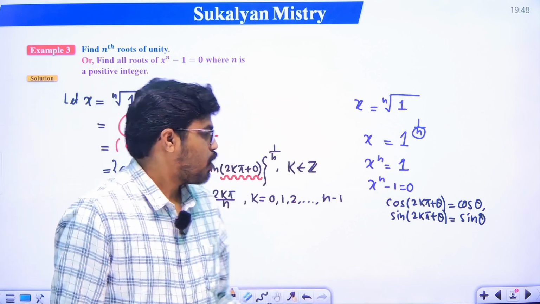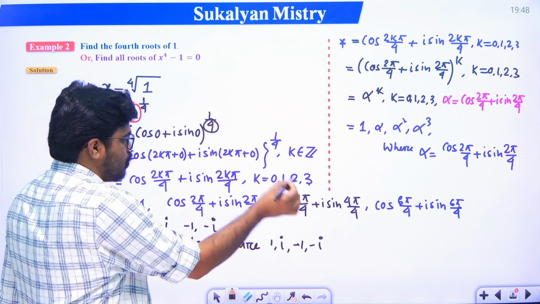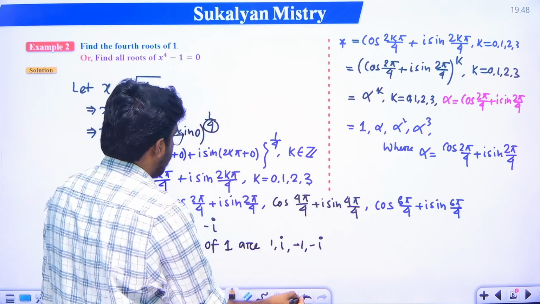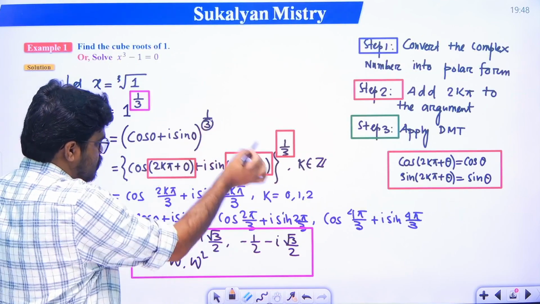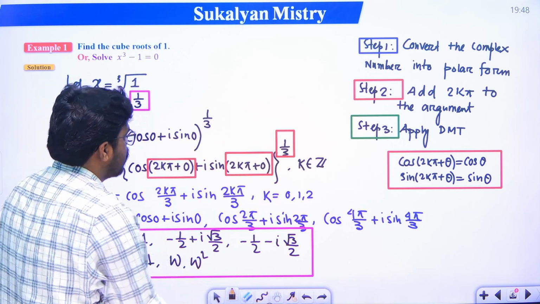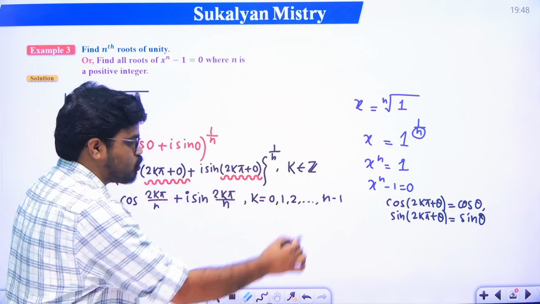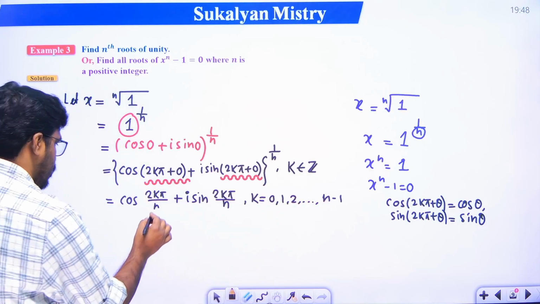Just see, when it was 1 by 4, k was 0, 1, 2, 3, right? Look at 1 by 3: 0, 1, 2, right? So when it is 1 by n, k is 0, 1, 2 up to n minus 1, right?